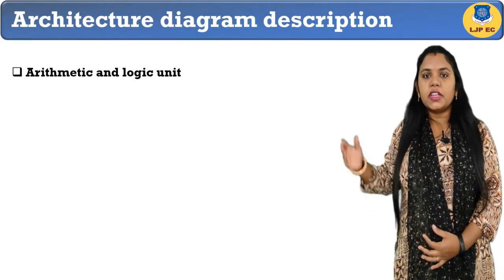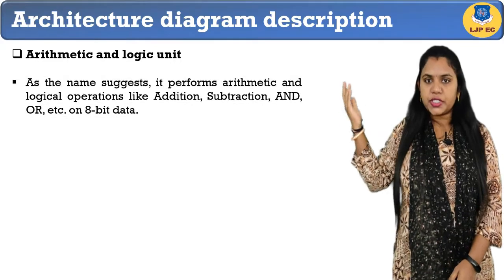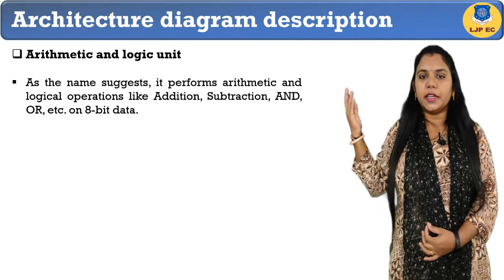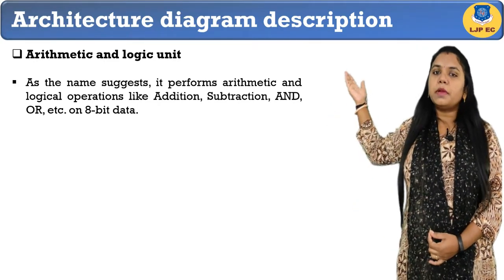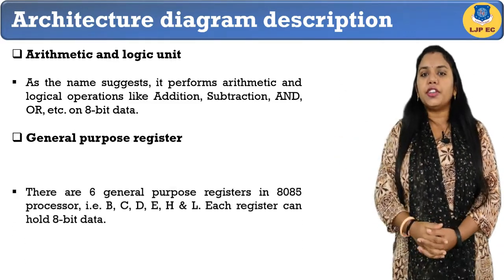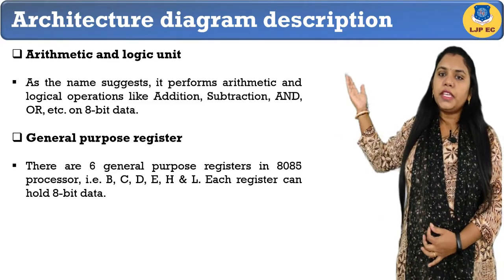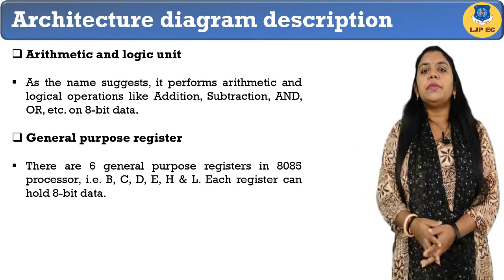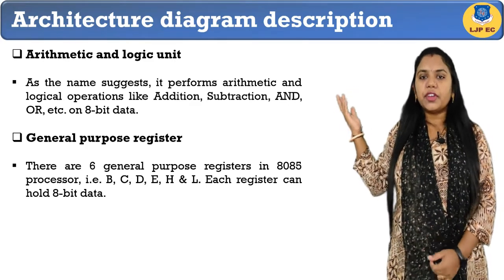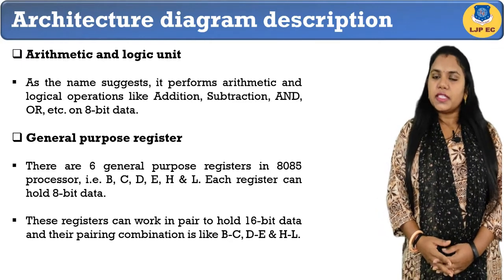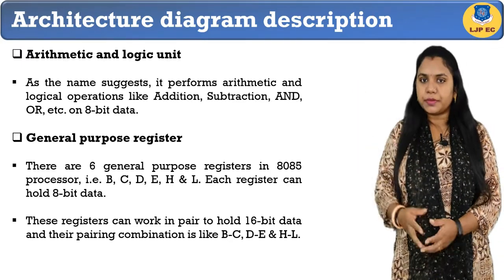Next, arithmetic and logic unit. As the name suggests, it performs arithmetic and logical operations like addition, subtraction, AND, OR etc. on 8-bit data. The next is general purpose register. There are 6 general purpose registers used in 8085 processor, that are B, C, D, E, H and L. Each register can hold 8-bit data. These registers can work in pairs to hold 16-bit data. Their pairing combination is BC, DE and HL.